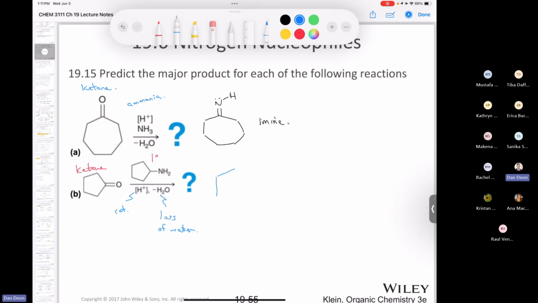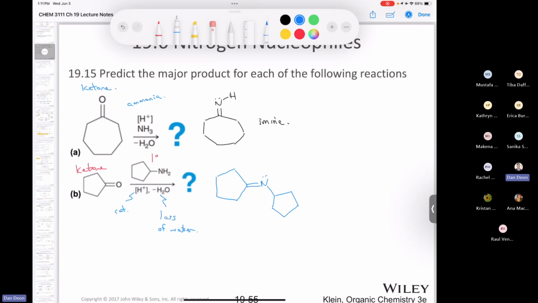What you do is you redraw the ketone. Just redraw the ketone. And then all you have to do is erase the oxygen and replace it with a nitrogen. And then whatever was attached to the nitrogen, put it on the nitrogen. So there's a cyclopentyl group attached to the nitrogen, and don't forget the lone pair.